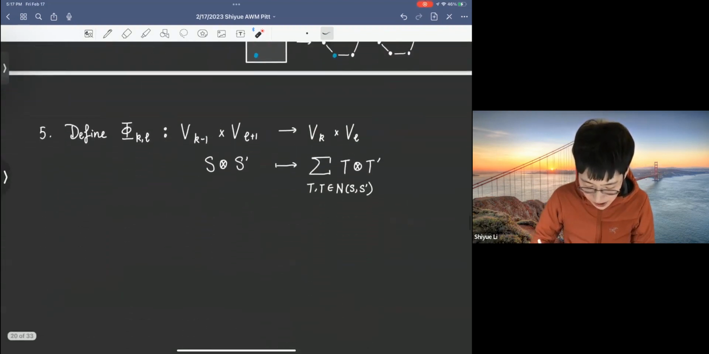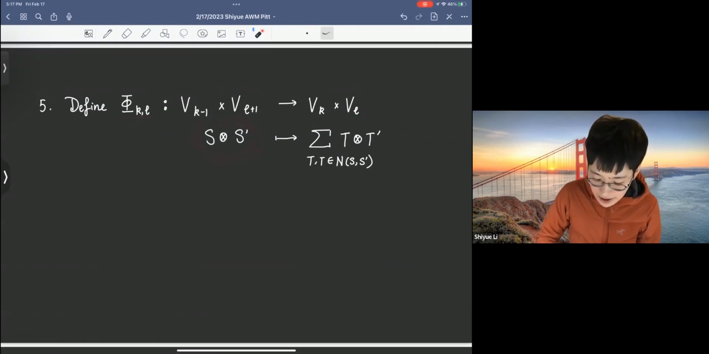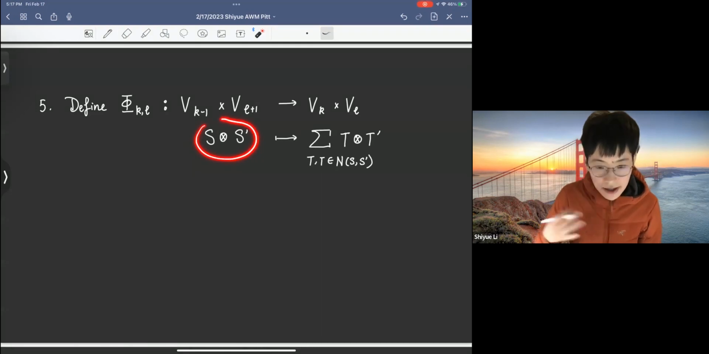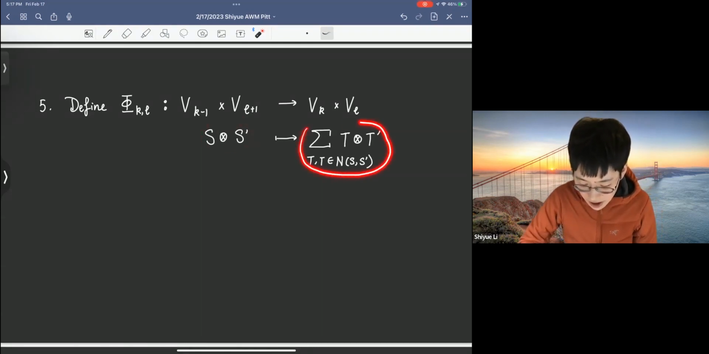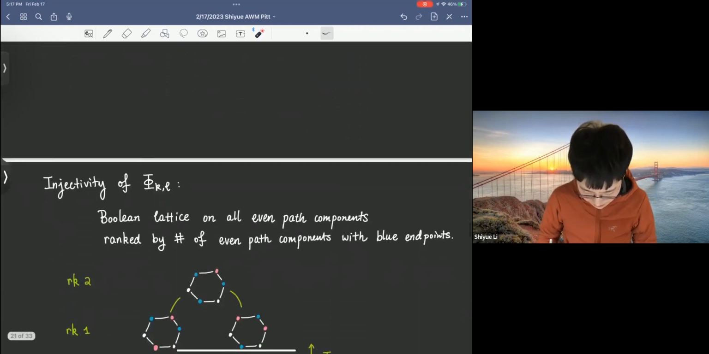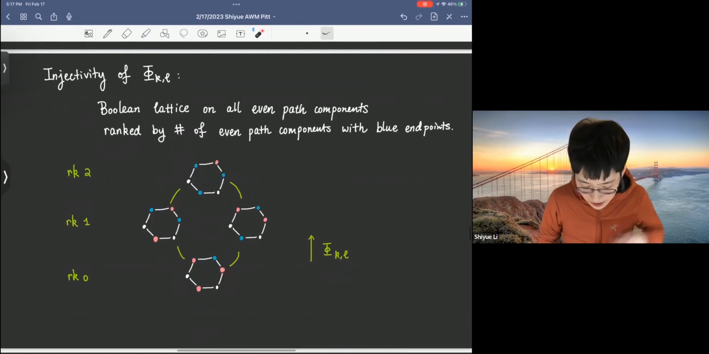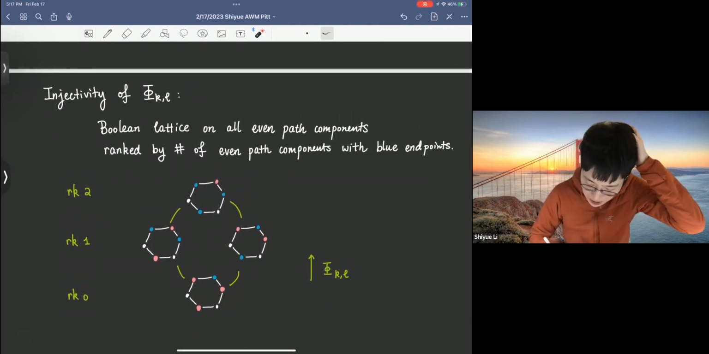So now to define this injection that was very important, I simply take every pair, or the pure tensor of every pair, and send it to the sum of pure tensors corresponding to the pairs that I have created in the previous step. So the key insight up to this step is that I want to show that this map is injective.